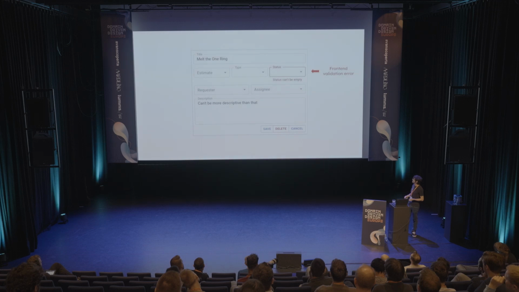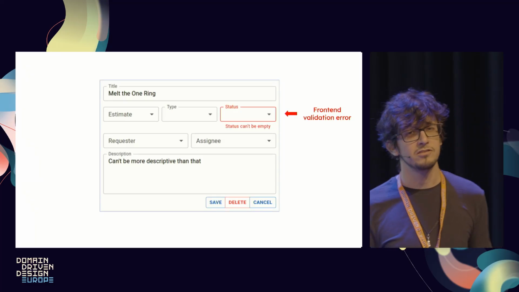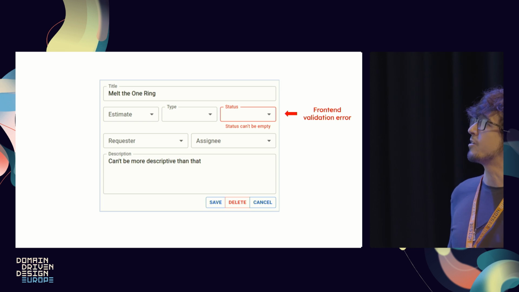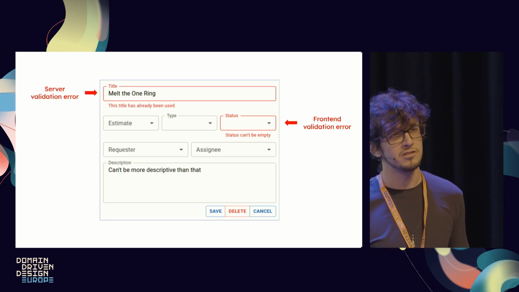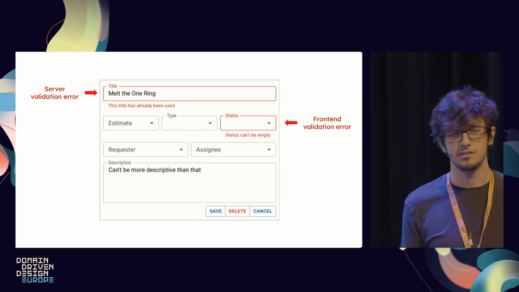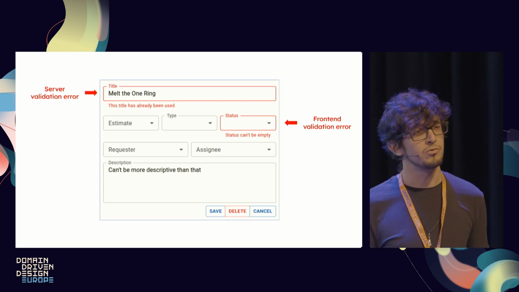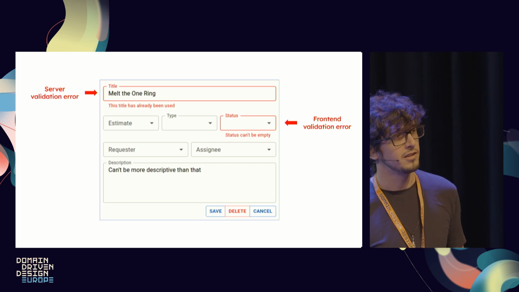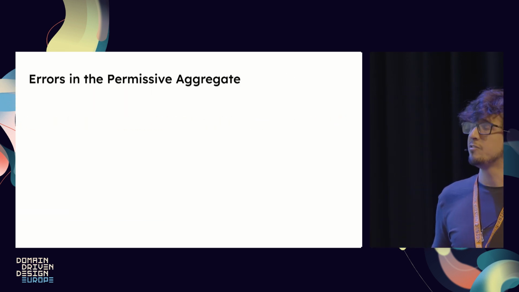So if you go back to that form, while the user is interacting with it, they might face a front-end validation. For example, if they try to save, but the status is not there, this is a front-end validation error. Or even if everything seems correct in the front end and they try to persist it, the server is going to say, wait, there's some missing rule there that you didn't respect, and then respond to the front end that they can't get a validated aggregate back. So how do we handle errors in the permissive aggregate?